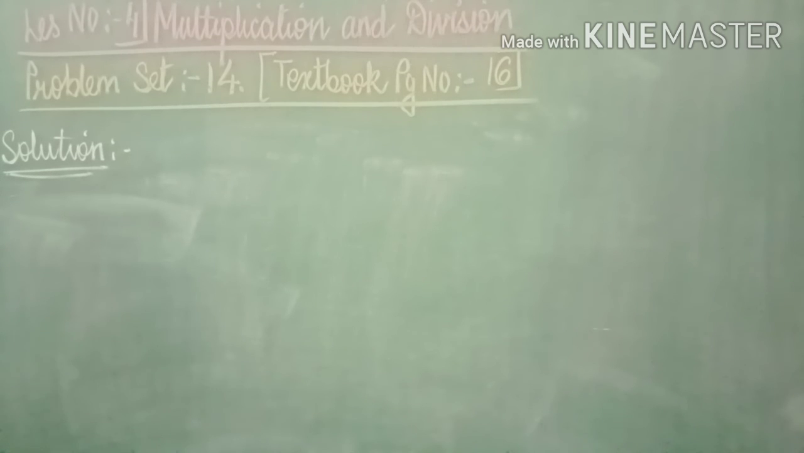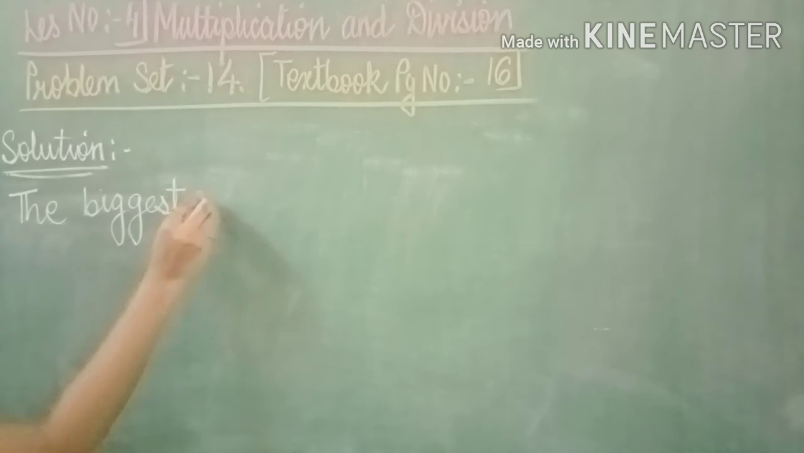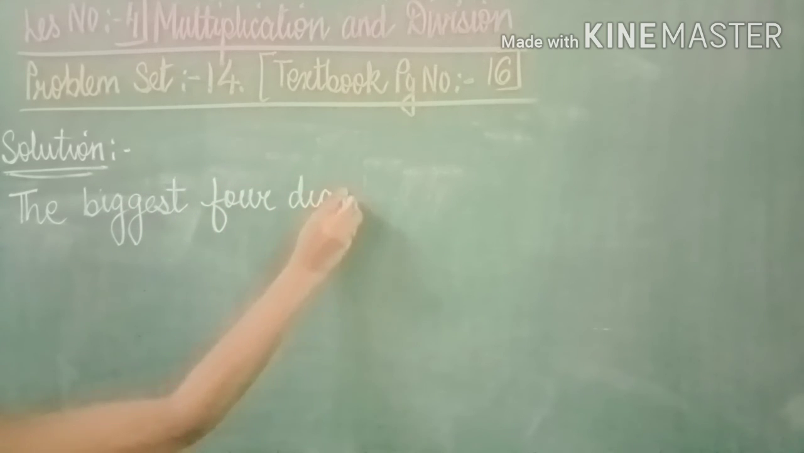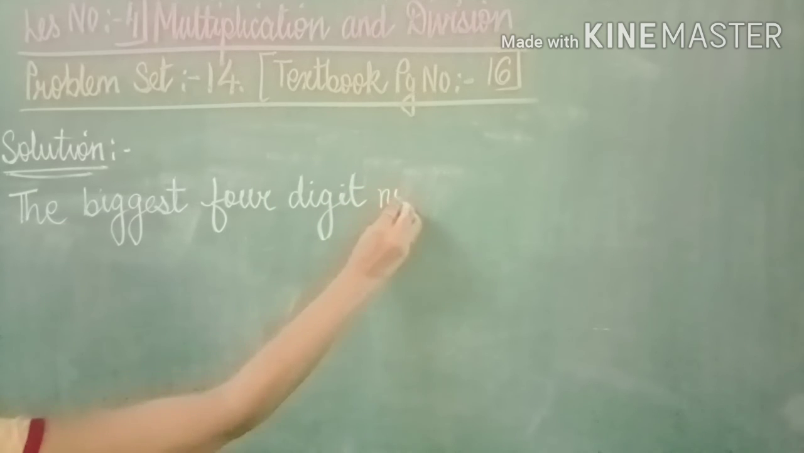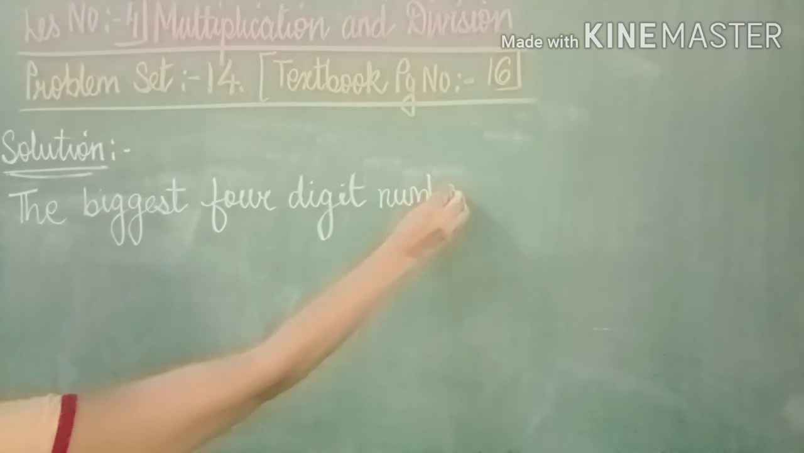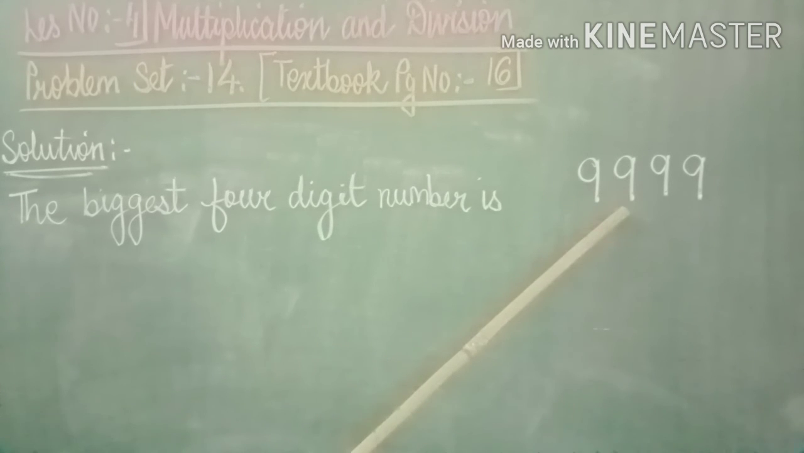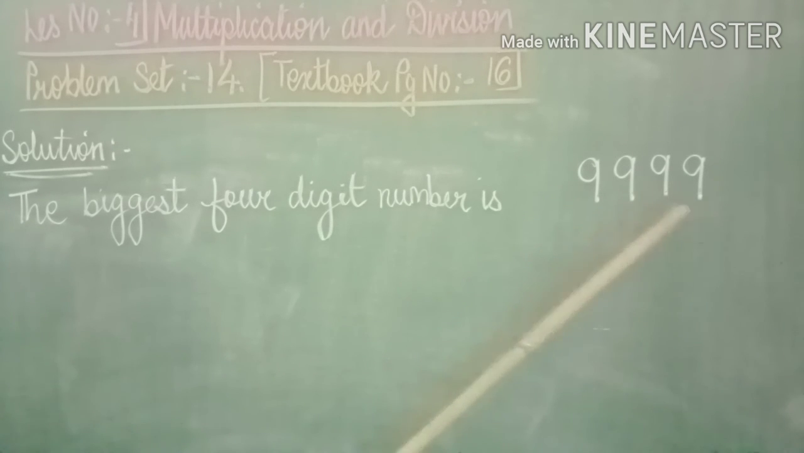So we will be writing: the biggest 4-digit number is 9,999. Now we are going to write the biggest 3-digit number is.